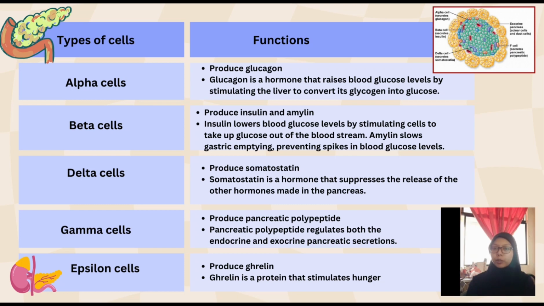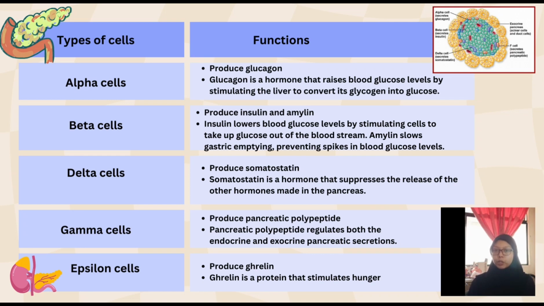Beta cells produce insulin and amylin and make up 65 to 80% of the total islet cells. Insulin lowers blood glucose level by stimulating cells to take glucose out of the bloodstream. Amylin slows gastric emptying, preventing spikes in blood glucose level.